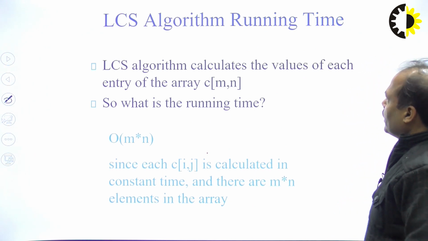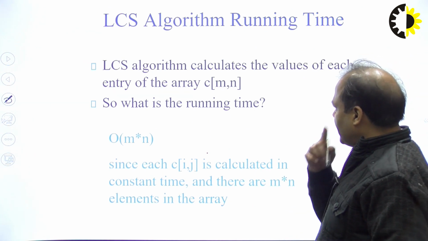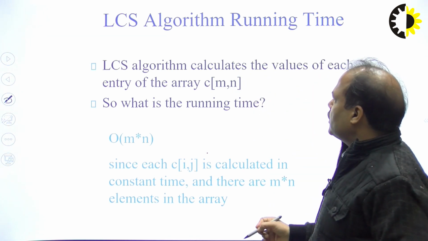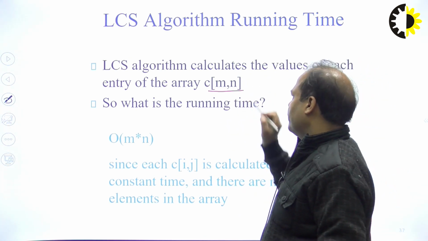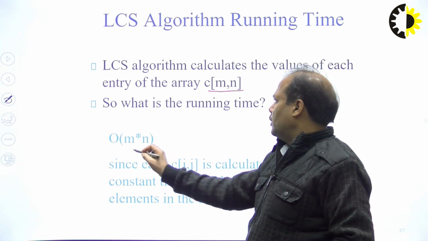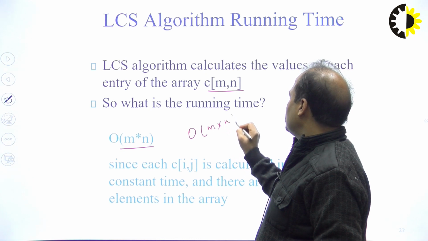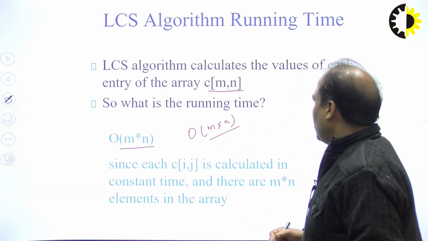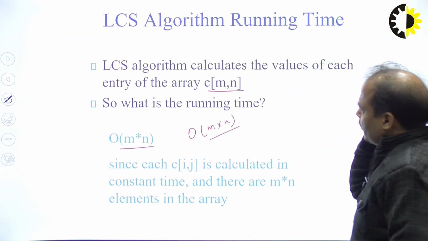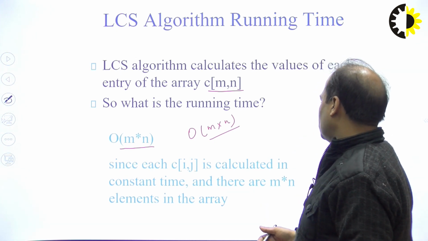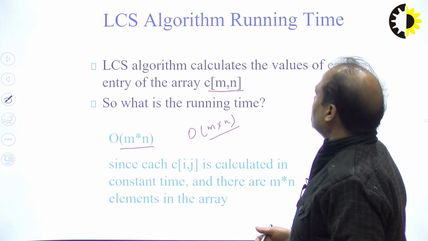So what is its running time? Let us analyze it. We have seen that the LCS algorithm calculates the value of each entry of the array c[m, n], right? So actually its running time is big O of M times N, where M is the number of rows, or the length of the first sequence, and N is the number of columns, the length of the second sequence, right? So this is all about it.